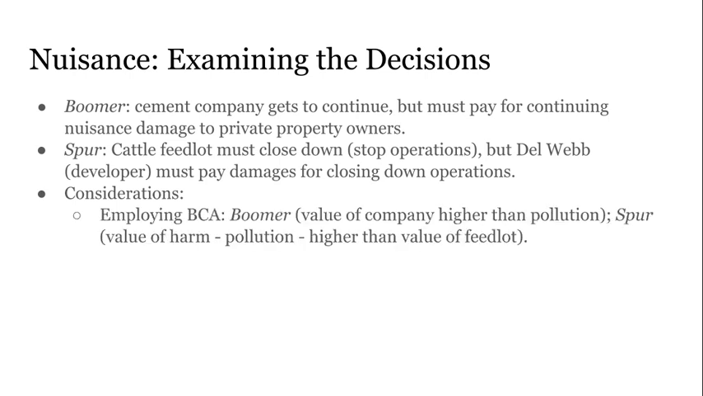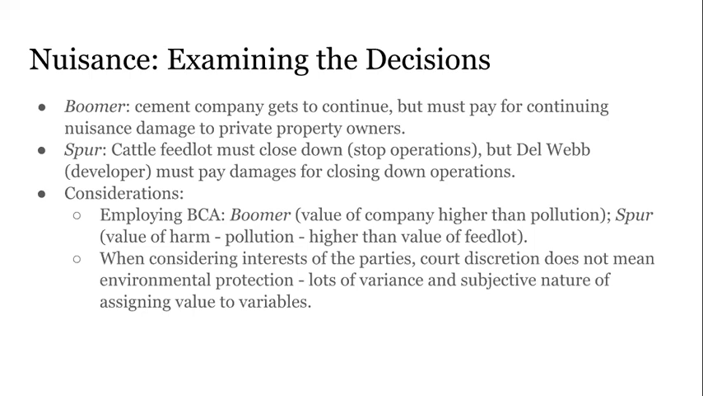In terms of considerations, we can see clearly that we're employing a benefit cost analysis here. That's what's being employed. In Boomer, it's the value of the company higher than the pollution. And in Spur, it's the value of the harm, the pollution, higher than the value of the feedlot. However they're defining it, the end result, if we think of a scale, right, that's what's happening. It's a benefit cost analysis, straightforward.